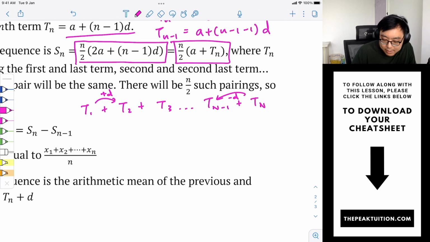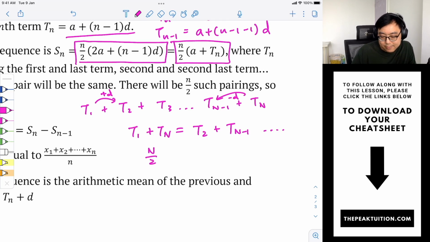So if we pair t1 with tn, this will be equal to t2 plus tn minus 1, and so on and so forth. Because each time t2 will be d larger than t1, but tn minus 1 will be d smaller. So that's why they are the same. So when we pair them up, there's a total of n terms, right? So how many pairs are there? There will be n over 2 pairs, multiplied by t1 plus tn.